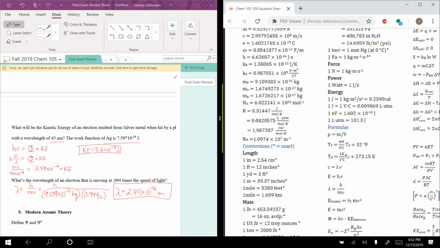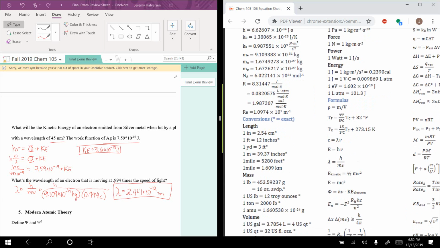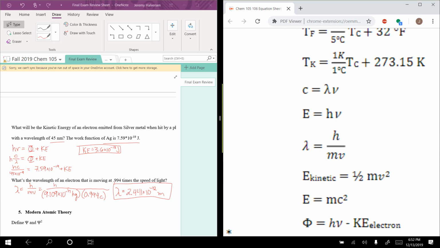All right, but what's different between these wavelengths and the other wavelengths we've done? The other wavelengths were for what? Photons. Photons are little packets of energy. They don't have mass. If we want to figure out the wavelength of something with mass, we use the de Broglie wavelength, which is why there's mass. And what's this V? Velocity. So you plug it in just like that, and you get the answer.